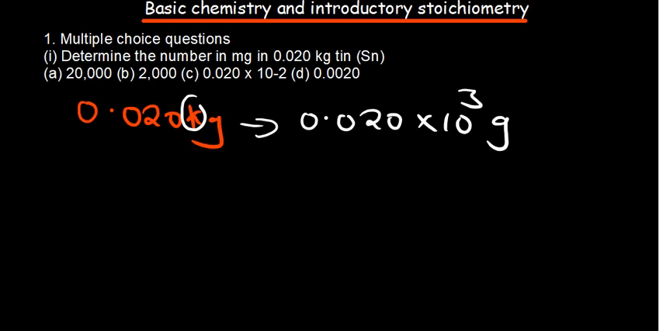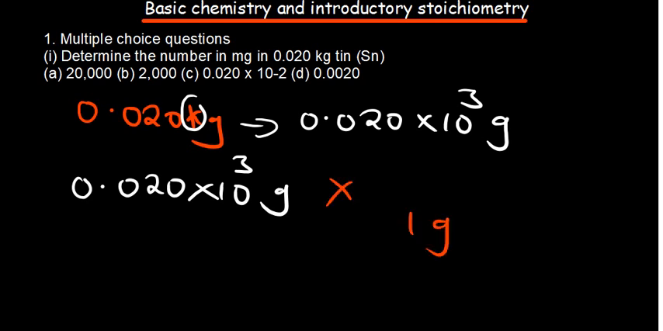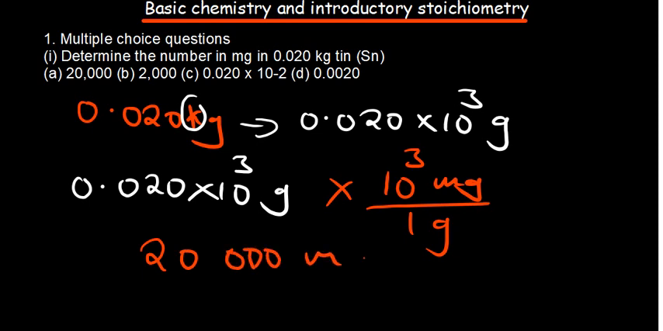We've converted from kilograms to grams, so now we want to convert from grams to milligrams. We know that 1 gram is equivalent to 1,000, or 10 to the power 3, milligrams. So what happens if we multiply that? 0.020 multiplied by 10 to the power 3. The value that I'm getting is 20,000. So I have 20,000 milligrams. That is how you do your conversions.